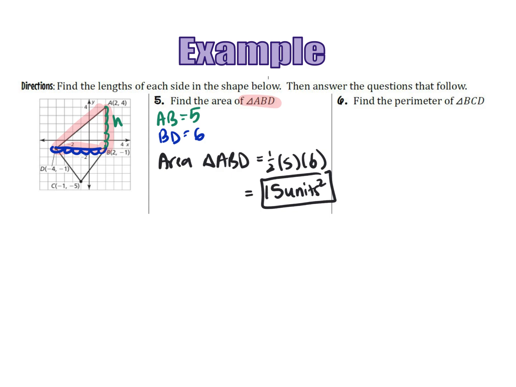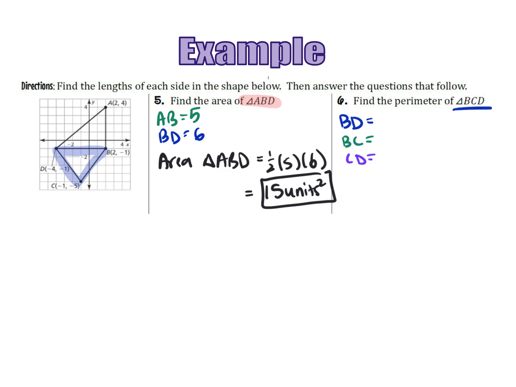I'm going to encourage you to pause the video and find the perimeter of triangle BCD on your own. Not the area, just the perimeter, and then unpause the video and see how you did. All right, in order to find the perimeter, we need to know 3 lengths. We need to know the length of BD, we need to know the length of BC, and we need to know the length of CD, and then we can add all of those together to get our perimeter.